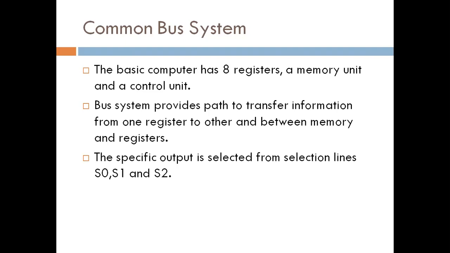So here, to transport the data from one register to another or from the memory to a register, we use a bus system. The maximum size of data that we have to transfer is 16 bit, so this common bus system is also known as a 16-bit common bus system. To select a particular register or memory, there are 3 selection lines, S0, S1, S2.